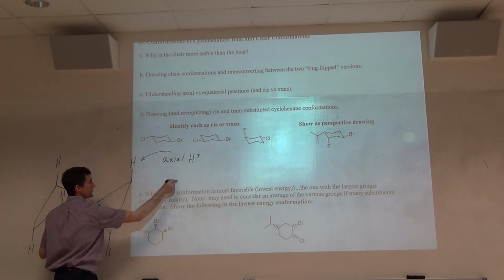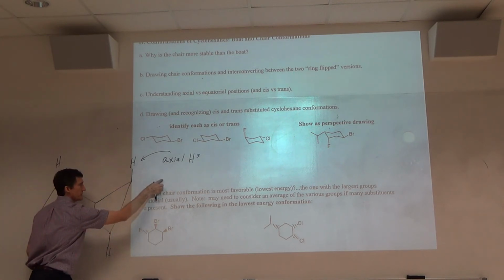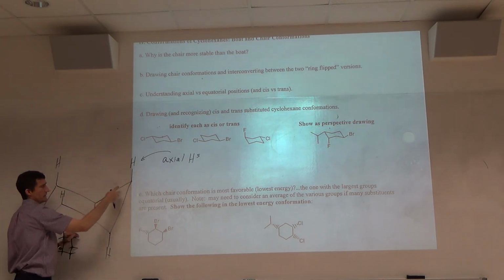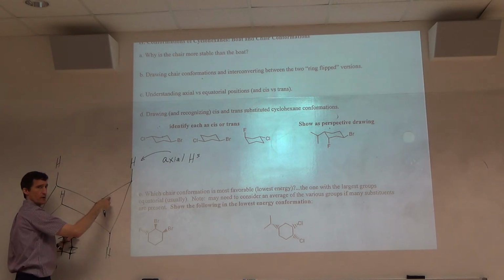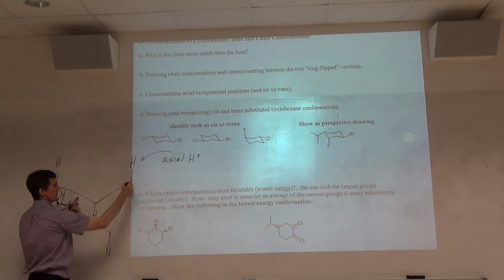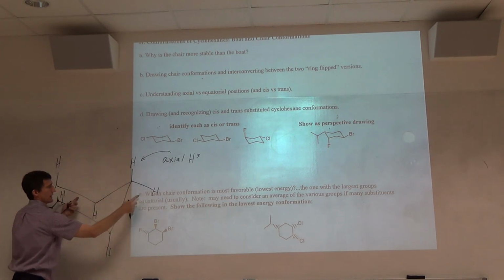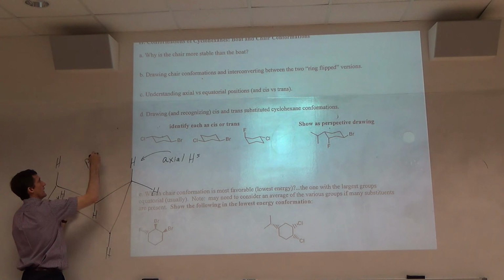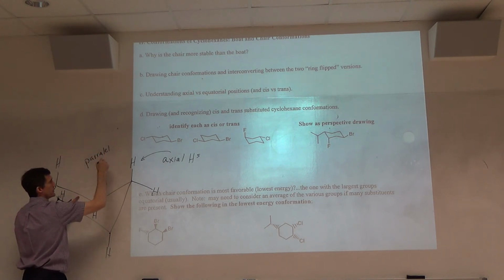You don't draw it just straight. The bond you put here is going to be parallel, not to the one on the carbon, but the next one. It's going to be parallel to this. So it actually comes off like this. You see how this is parallel? However you spell parallel, one, two L's.